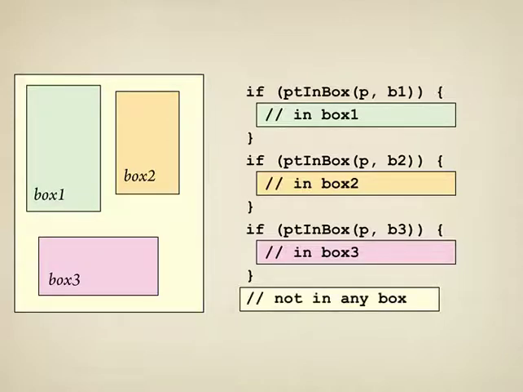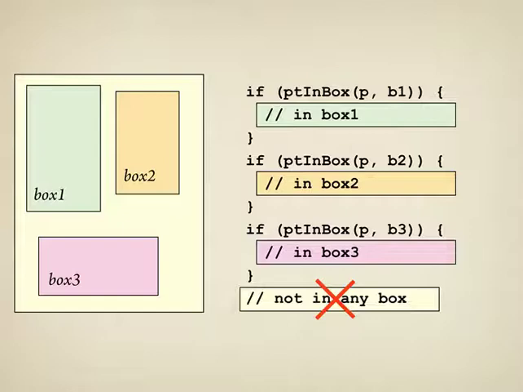Wait a second. That's not going to work. The problem is that very last line, the one I just put the X over, that's always going to get executed. We only want that line to get executed if you are not in box 1 or box 2 or box 3. But the way it is now, that always gets executed.